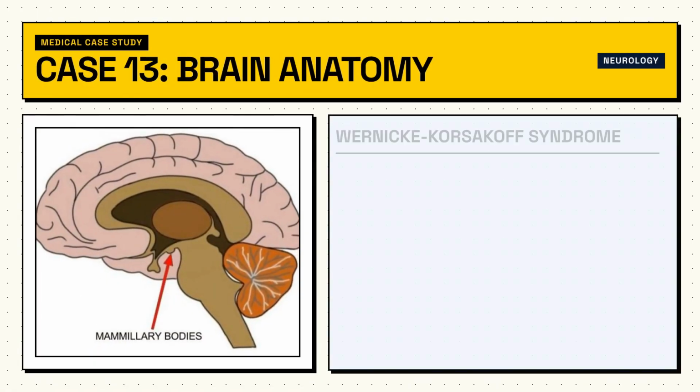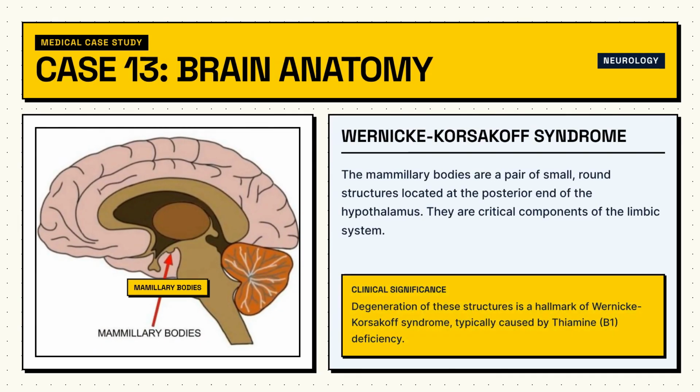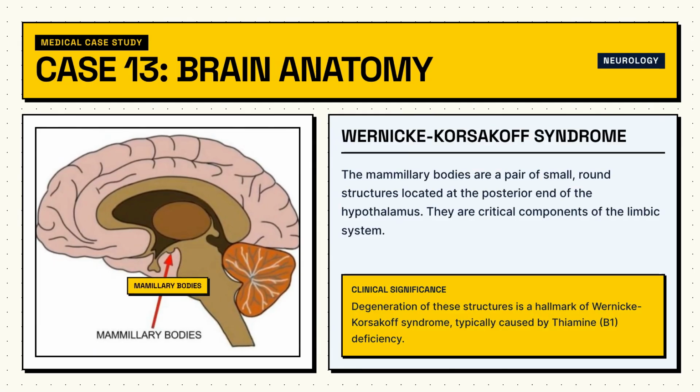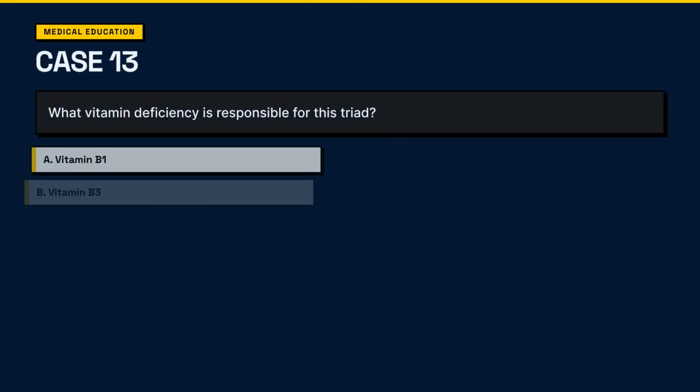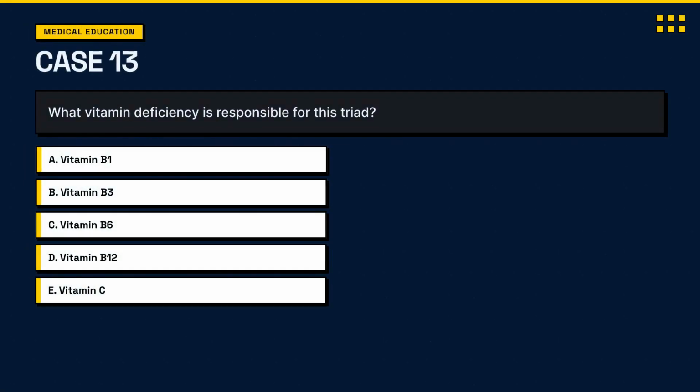Case 13. A 50-year-old man with a history of chronic alcohol use disorder is brought to the hospital for confusion, unsteady gait and abnormal eye movements. Examination reveals horizontal nystagmus and truncal ataxia. What vitamin deficiency is responsible for this triad? A. Vitamin B1, B. Vitamin B3, C. Vitamin B6, D. Vitamin B12, or E. Vitamin C. Pause and select.